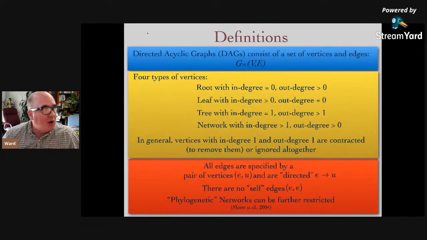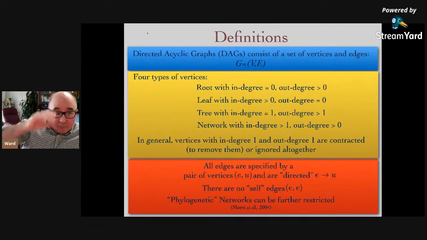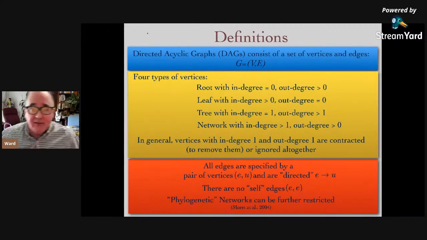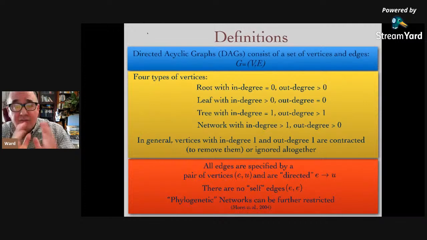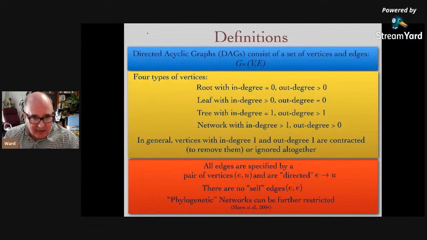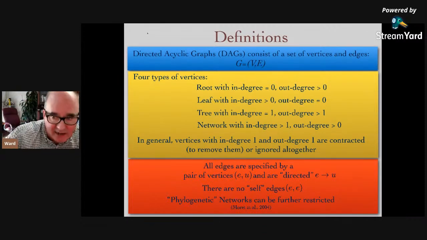Now I want to go into the definitions here. So we're going to talk about directed acyclic graphs, DAGs, not the kind from New Zealand, that consist of a set of vertices and edges. So a general graph is a pair of vertices, capital V, and edges, capital E. And of course, vertices are the internal nodes, and the edges are things that connect nodes. Now, in general, there are 4 types of vertices in these graphs because they're directed. Okay, we're not talking about unrooted things.